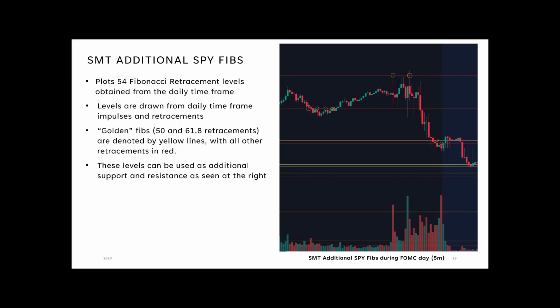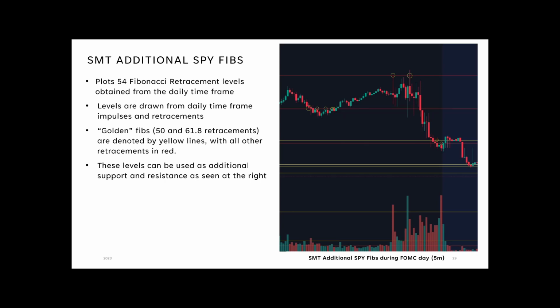Alright, so I think I have a few more scripts, but this is the SMT Additional SPY Fibs script. So I talked about Fibonacci retracement levels earlier. TradingView has some limitations. You cannot have more than 54 outputs in any script. So that limits you. You can't just infinitely add outputs, lines, functionality into an indicator. They kind of draw a line somewhere, and most likely that's for computing power reasons. We can't just have a script that has infinite data.